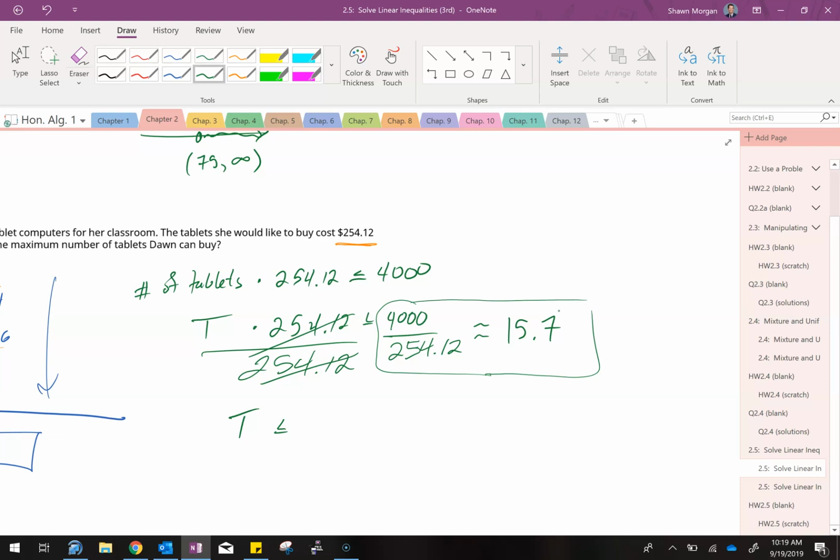All right, so could she go to the store and say, hey, I want 15.7 laptops? No. She either needs to say, I want 15 laptops or 16 laptops. So which one can she afford? She can afford 15 laptops.